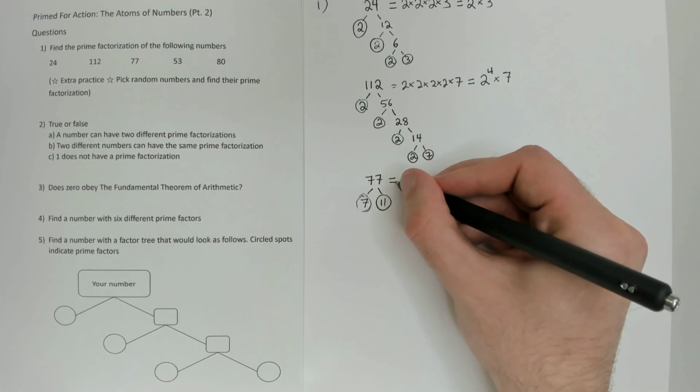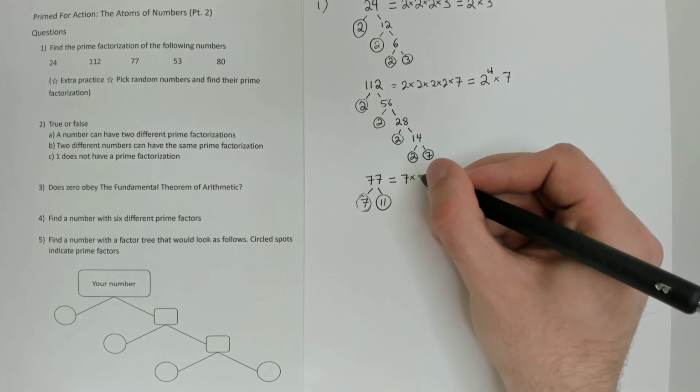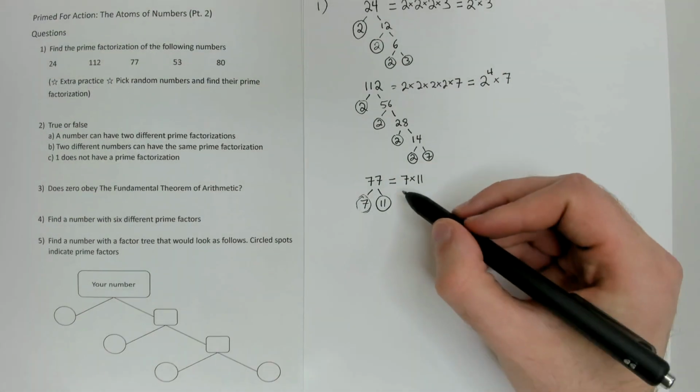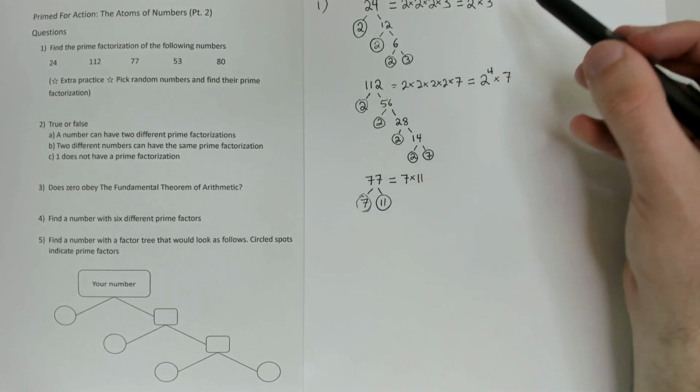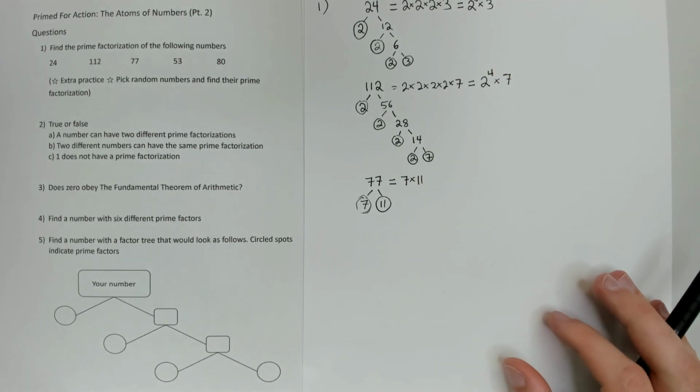So that means the prime factorization of 77 is actually quite small. It's just 7 times 11. And since there's no repeated elements here, there's no multiple 7s or multiple 11s, we don't have to do the exponent notation like we were up here.